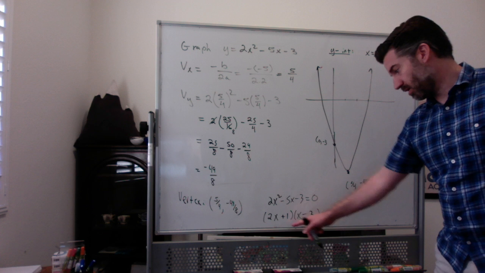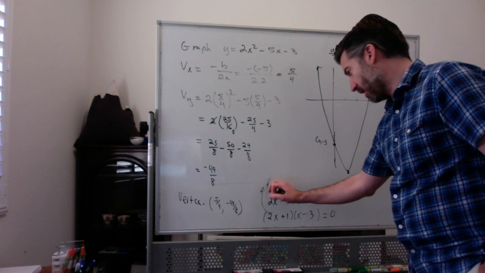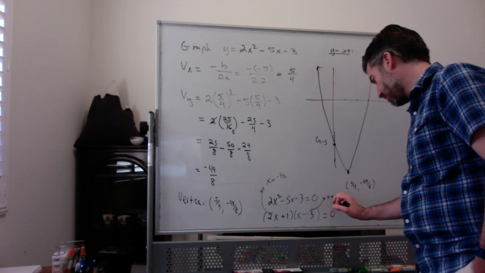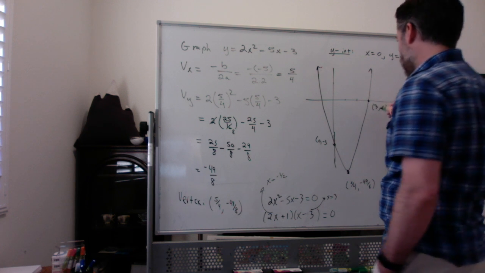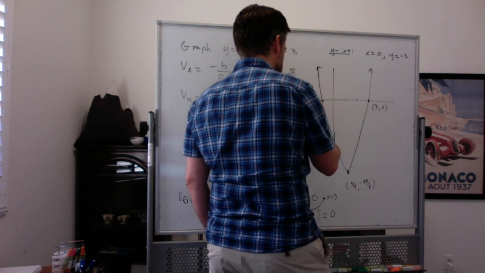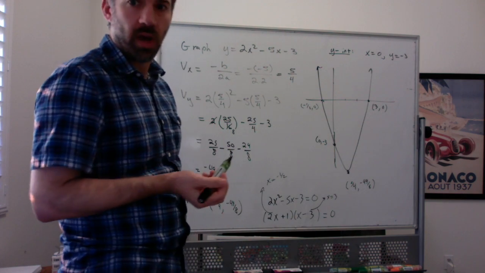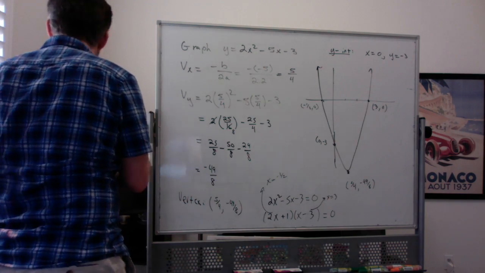Looking at each of these factors, this one's going to give me x equal to negative 1/2, and this one's going to give me x equal to positive 3. So I get the x-intercepts 3, 0, and negative 1/2, 0. Okay, not too terrible. Let's look at the next example.